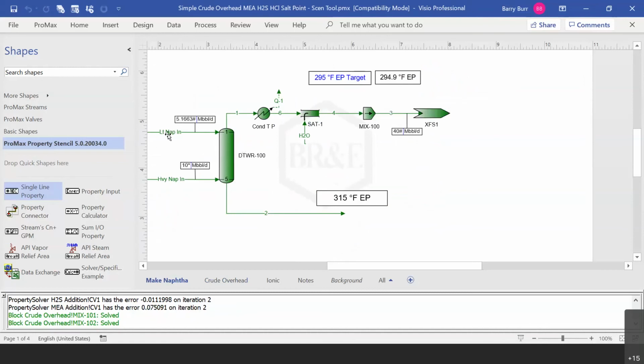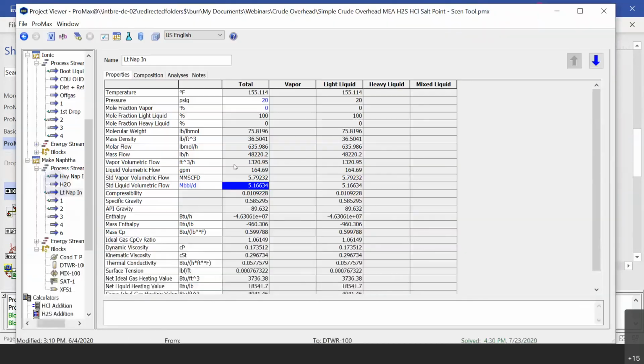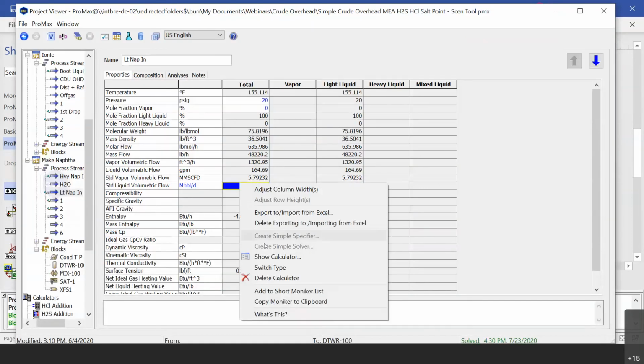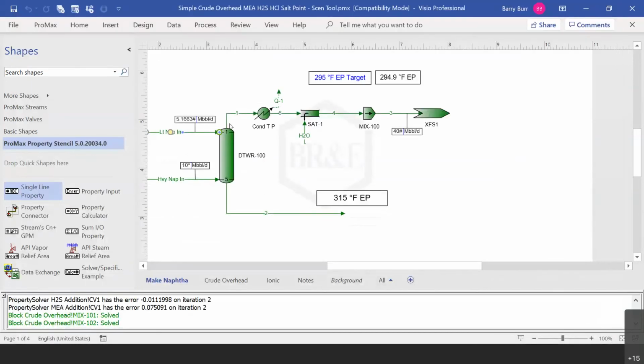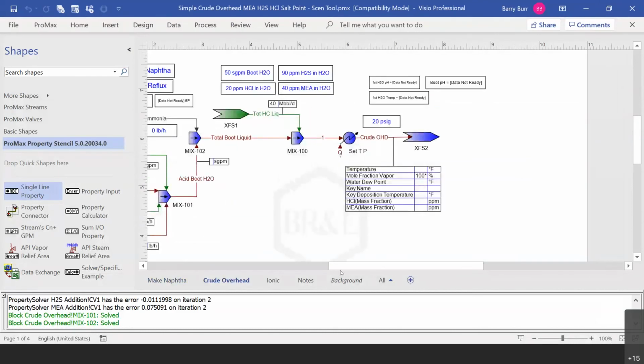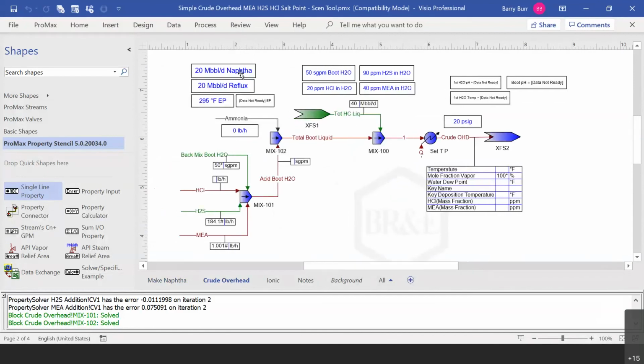So we have a solver on how much light naphtha that we add to this distillation tower, and we adjust the flow rate of the light naphtha until the overhead product has the desired endpoint. And now we don't have the flow rate matching yet. We have the naphtha, we know that, we know the reflux, so we know that the total hydrocarbon flow rate has to be 40,000 barrels per day in this case.